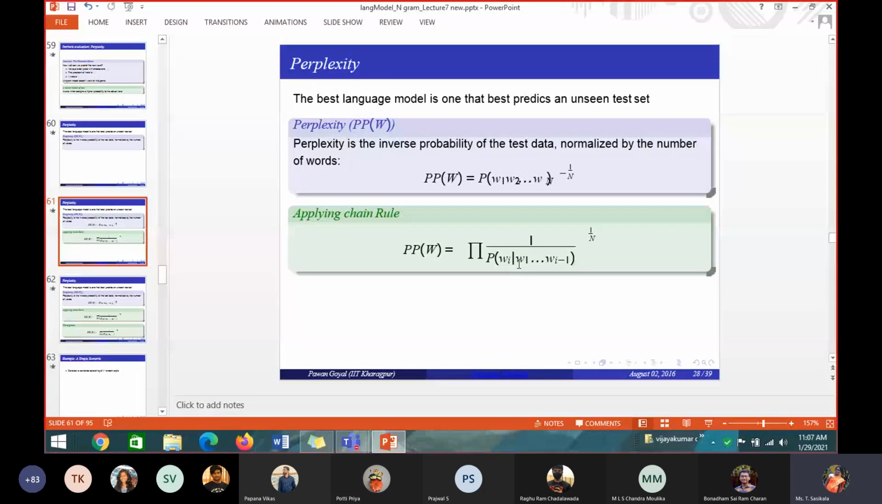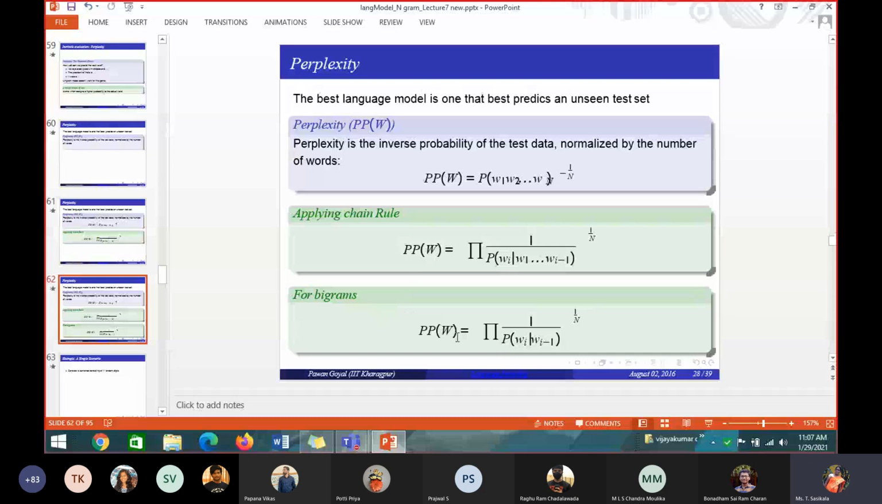Perplexity for bigram is the product of 1 divided by P of Wi given Wi minus 1. This is the general chain rule, W1 to Wi minus 1. So if I want bigram, I am taking only one word from the context: given Wi minus 1, the probability of Wi. Okay, power 1 by n.